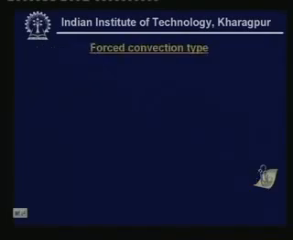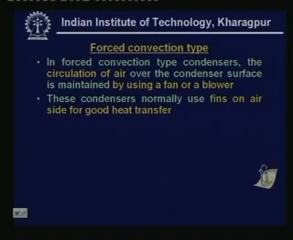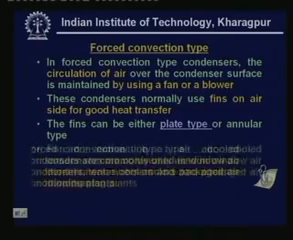Now, let us look at forced convection type of air cooled condensers. In forced convection type condensers, the circulation of air over the condenser surface is maintained by using a fan or a blower. That means you use an external device for maintaining the airflow. These condensers normally use fins on the air side for good heat transfer. The fins can be either plate type or annular type. Let me show the picture of a plate type.